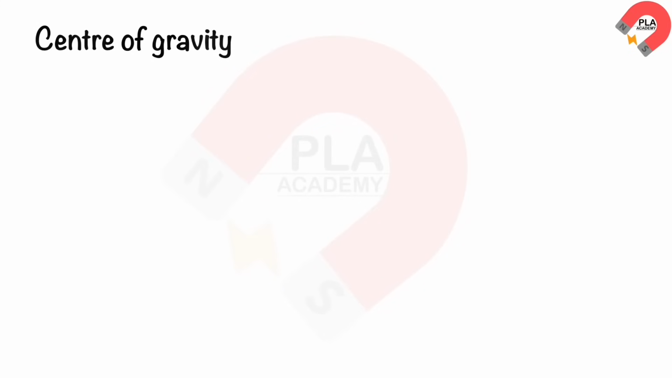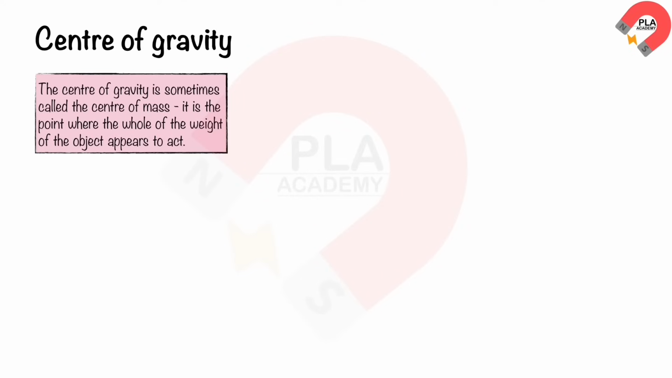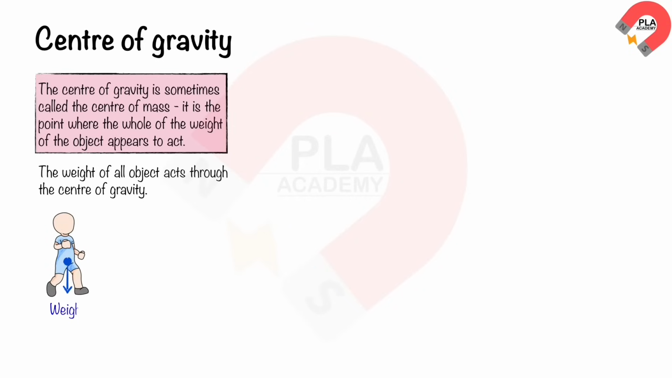Center of gravity. The center of gravity is sometimes called the center of mass. It is the point where the whole of the weight of the object appears to act. The weight of an object acts through the center of gravity. For example, the center of gravity of a human is about here. The center of gravity of an apple is about here. The center of gravity of a magnet is here.